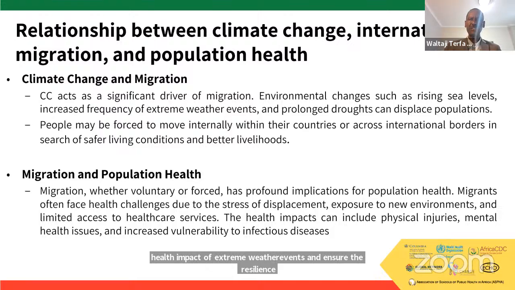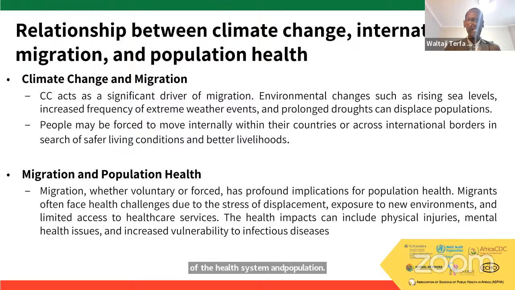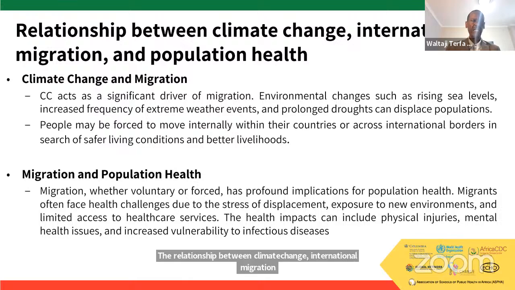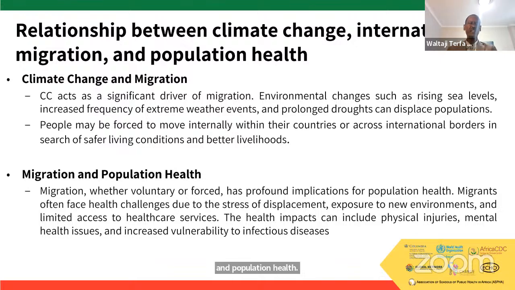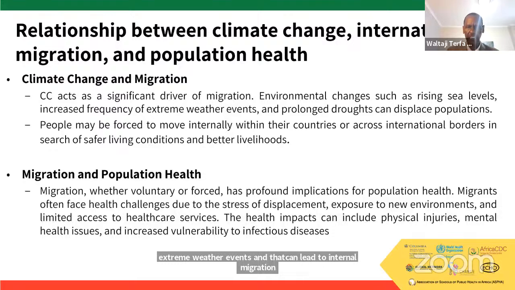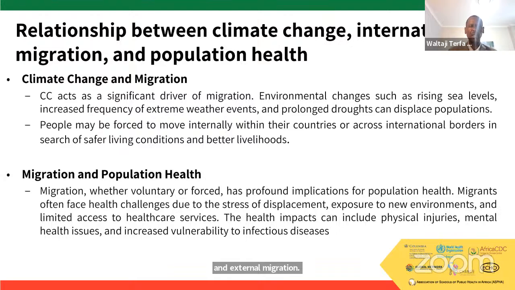Then what are the relations between the climate change, international migration, and also population health? As you can see, the climate change can increase the intensity of the extreme weather event, and then the extreme weather event can lead to internal migration as well as external migration. So this can be because of the flood, prolonged droughts, and also landslide. People may be forced to move internally within their country, also across the international border in search of safe living condition and a better livelihood.